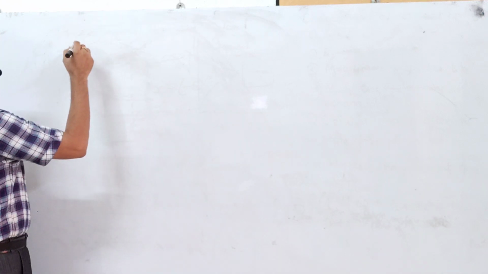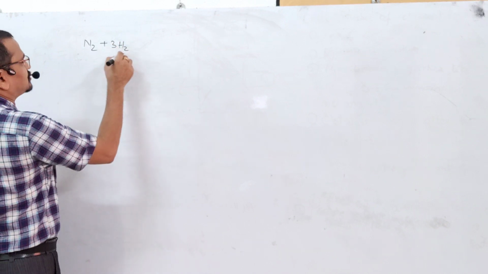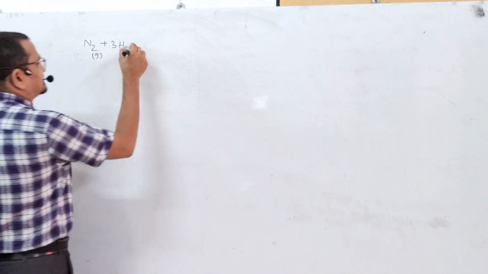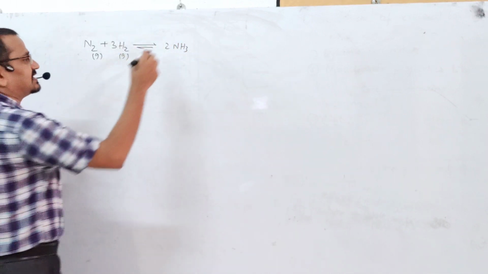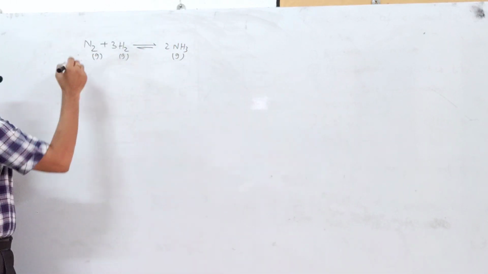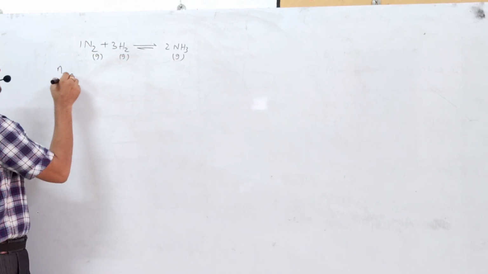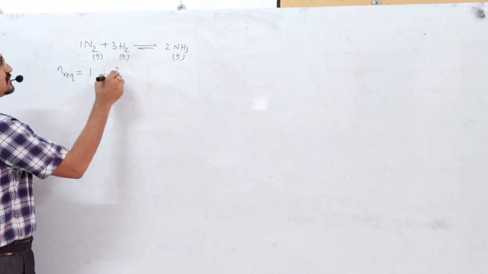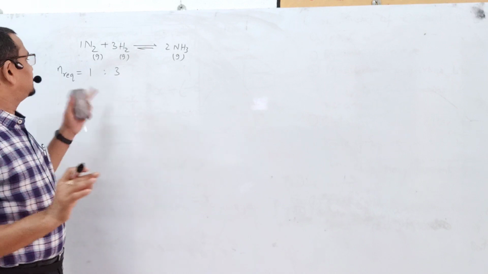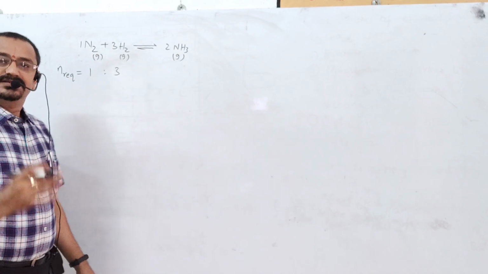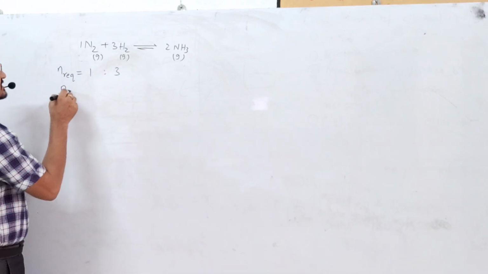For example, we will start with the preparation of ammonia by Haber's process. N2 plus 3H2, of course all are gases, are at equilibrium with 2 moles of ammonia, which is also a gas. Here, as per the equation, what are the number of moles required? Number of moles required is 1:3. Number of moles of reactant that are required as per the equation are 1:3.